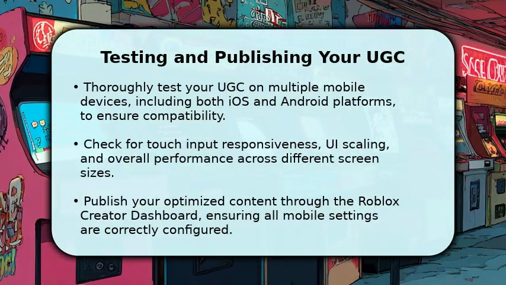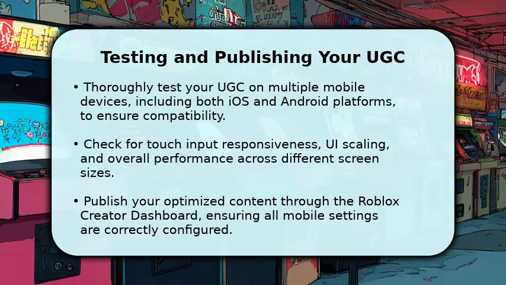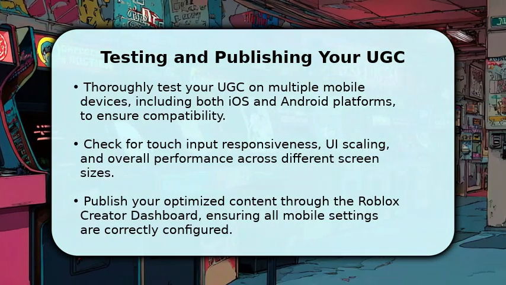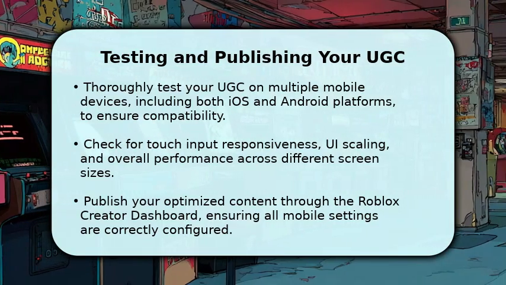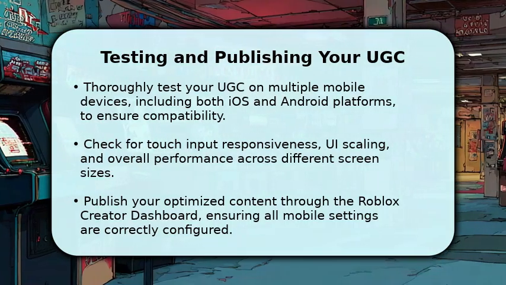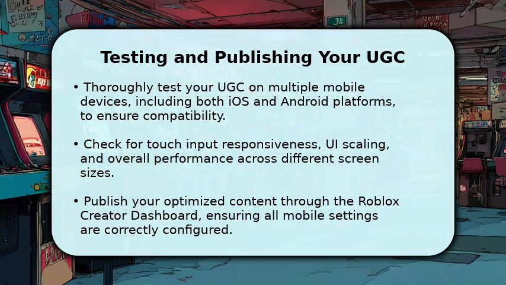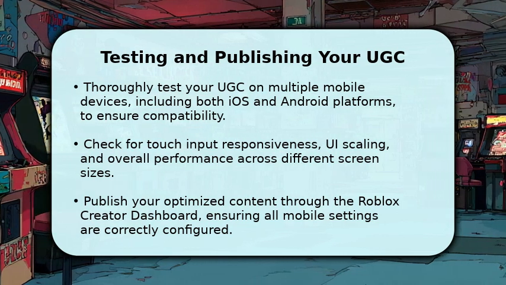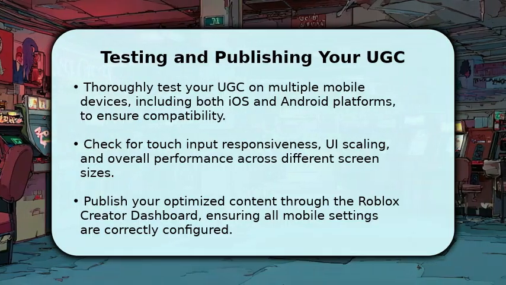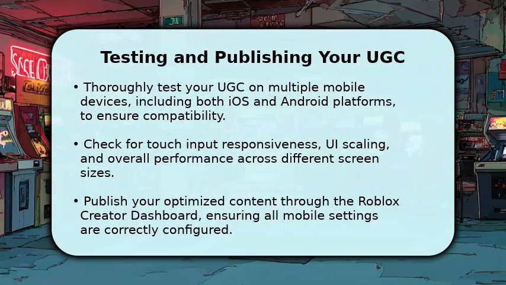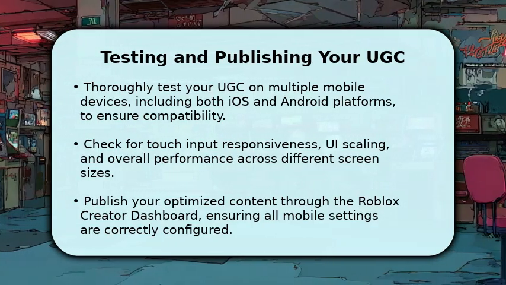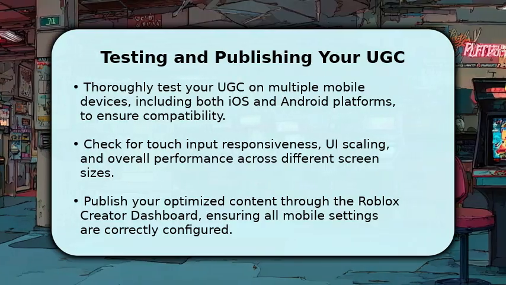Finally, thorough testing is paramount. Test your UGC on multiple mobile devices, including both iOS and Android platforms, to ensure broad compatibility. Verify touch input responsiveness, proper user interface scaling, and overall performance across different screen sizes. Once satisfied, publish your optimized content through the Roblox Creator dashboard, double-checking that all mobile settings are correctly configured. Actively gather feedback from mobile users. This continuous loop of improvement is key to successful and engaging user-generated content.